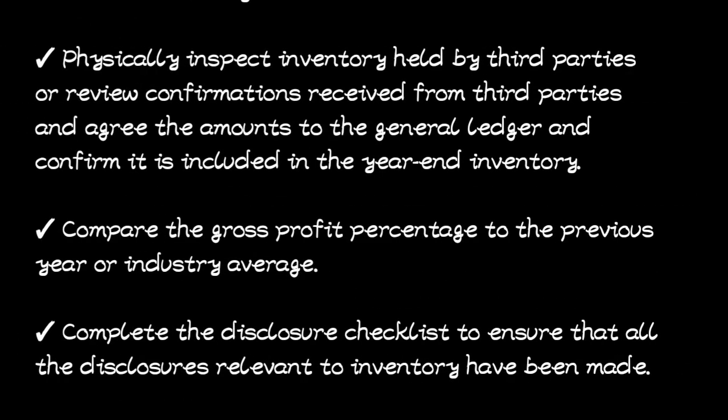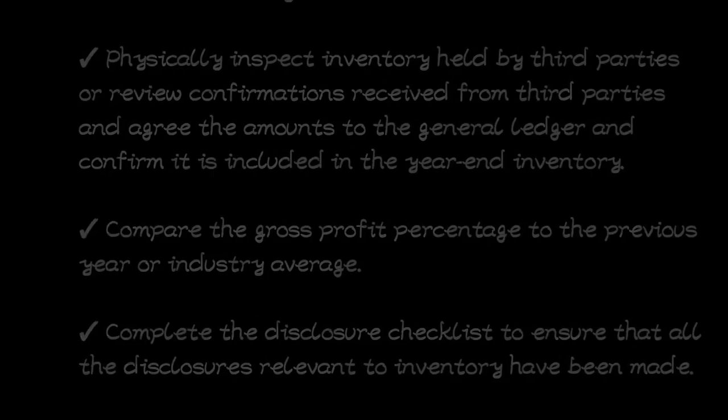Lastly, complete the disclosure checklist to ensure that all disclosures relevant to inventory have been made. Like you check that disclosure list, what was put in the notes, the explanations and all that. You see if every piece of information that is relevant to inventory has been mentioned. So that can help you to confirm completeness of inventory. Those are the substantive procedures.